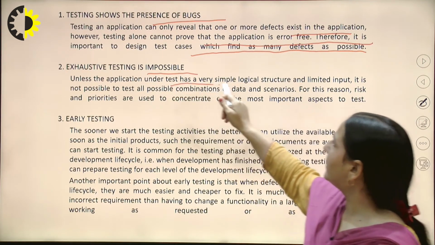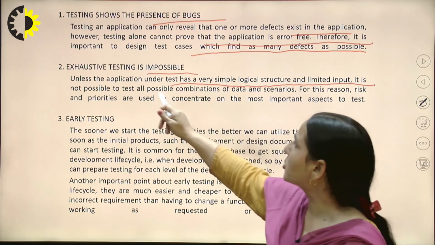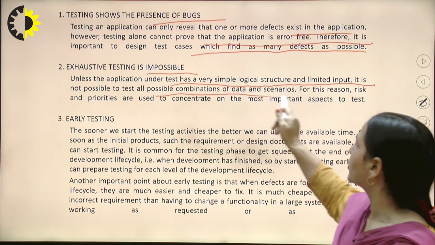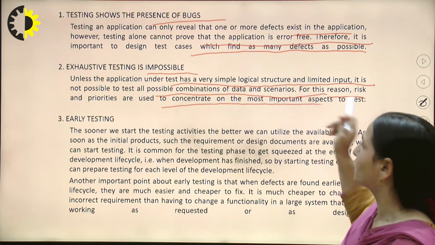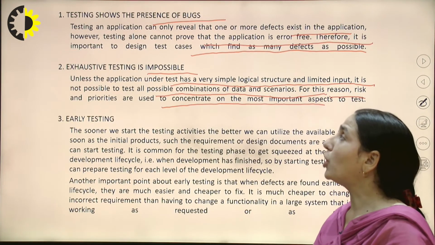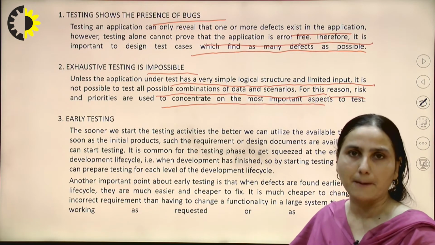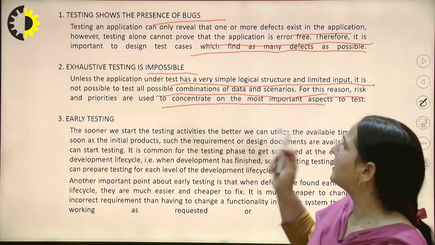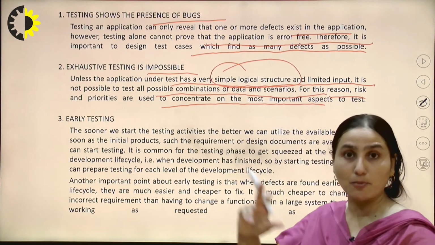Exhaustive testing is impossible. Unless the application under test has a very simple logic structure and limited input, it is not possible to test all possible combinations of data. For this reason, risk and priorities are used to concentrate on the most important areas. See, this is the most important thing: if we talk about complete testing, it is totally impossible. If we have a small data set, a very simple logical structure, of course, we can move on when we have a small piece of code.